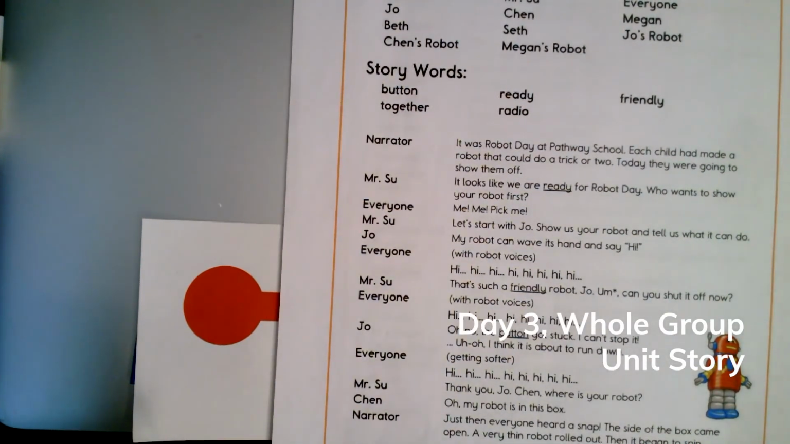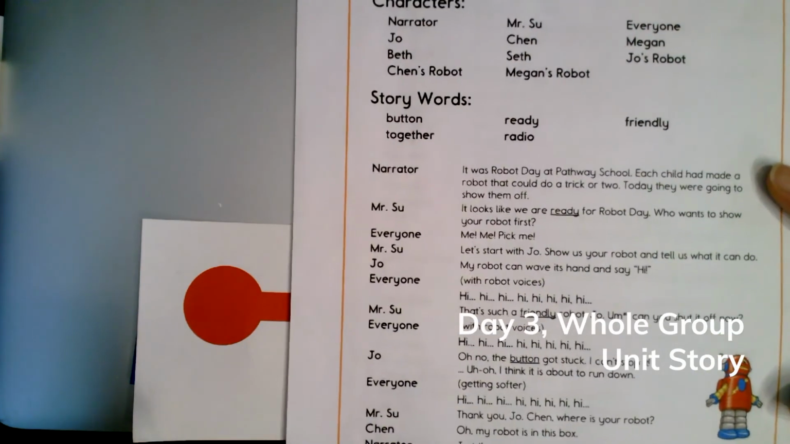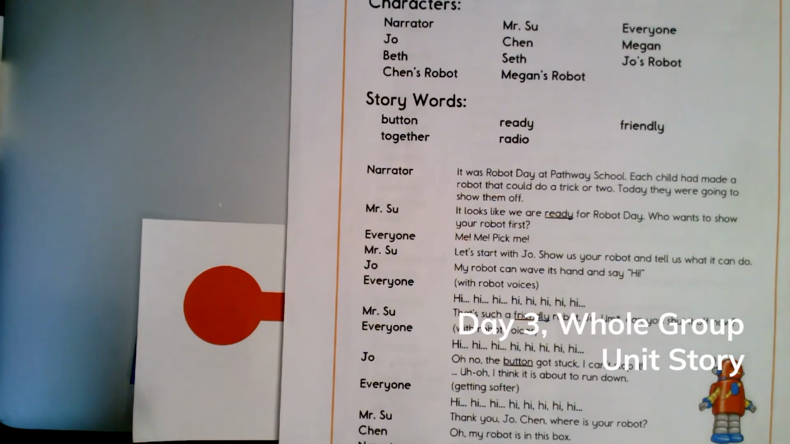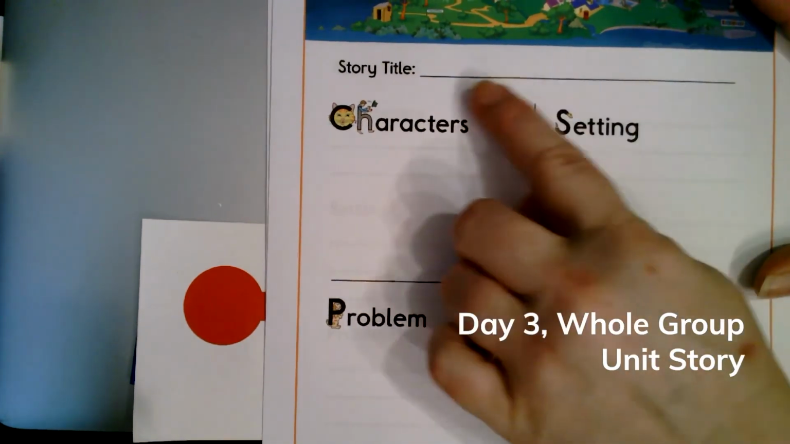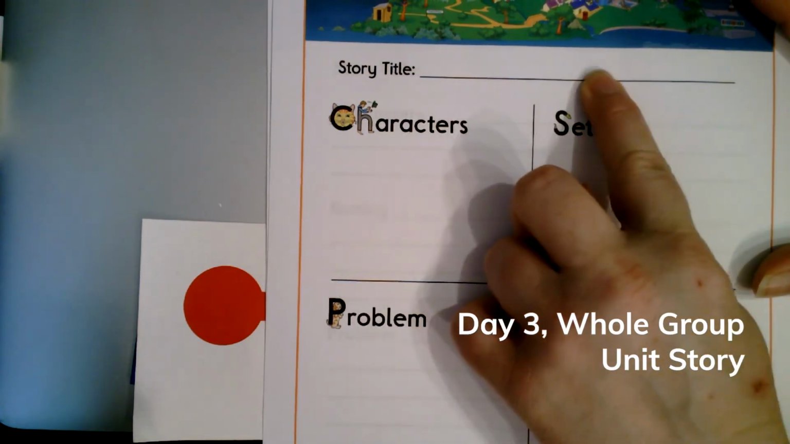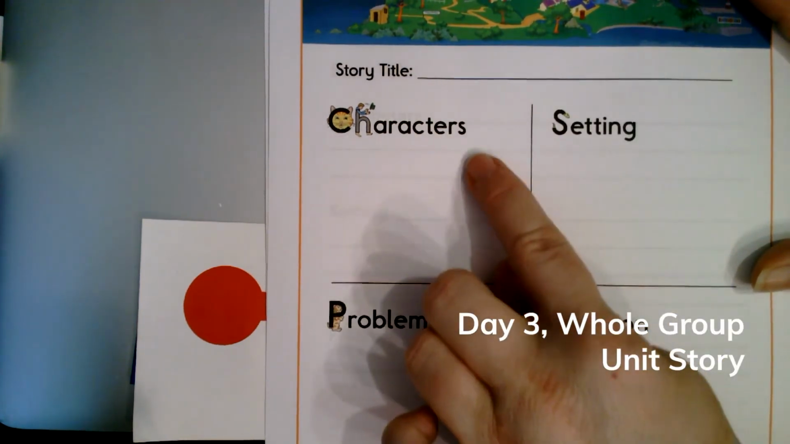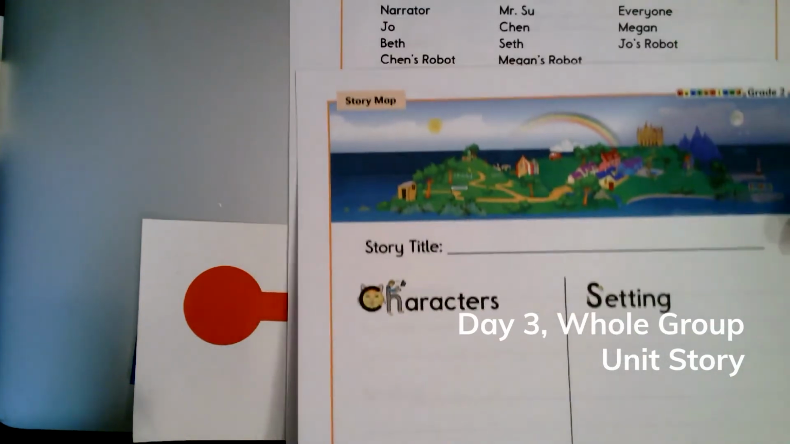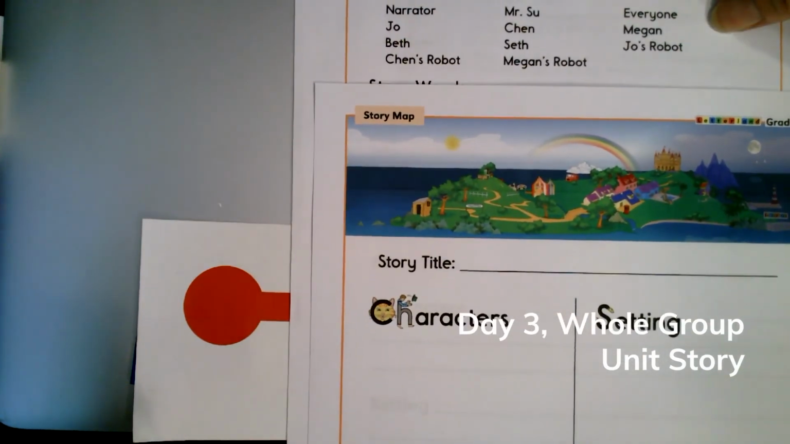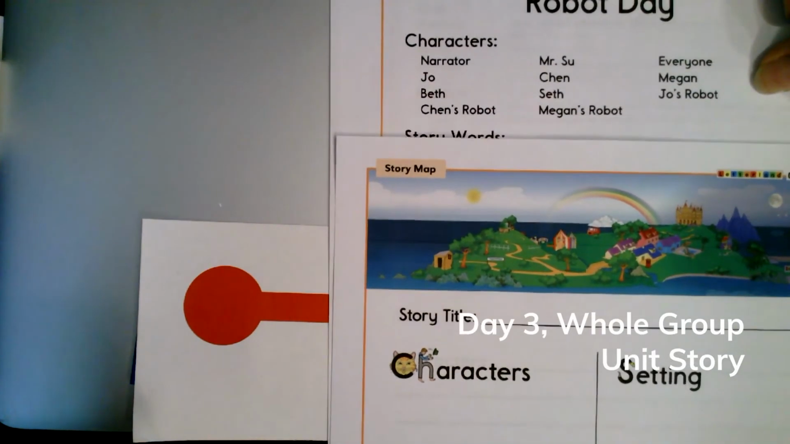Okay, so after you have read your story to yourself and then maybe to someone else, I want you to take your story map and I want you to write the title of the story right up here. So you're going to write Robot Day. And then I want you to list who were the main characters. Now you can use the story or the play up here to help you with some of that.